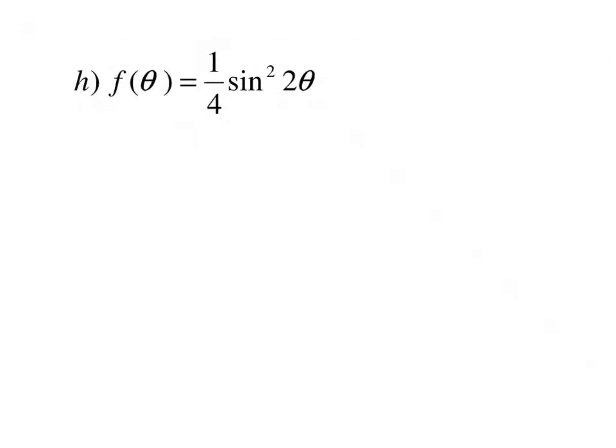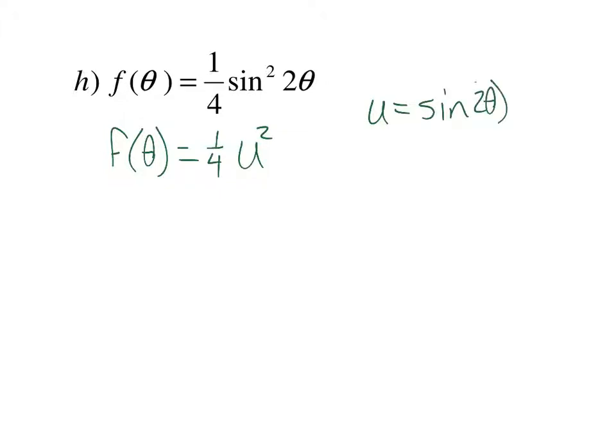All right, so this one we will do with u. We're going to write this as f of theta is 1/4 u squared. Now the u is also a composite function. The u is a sine of 2 theta.